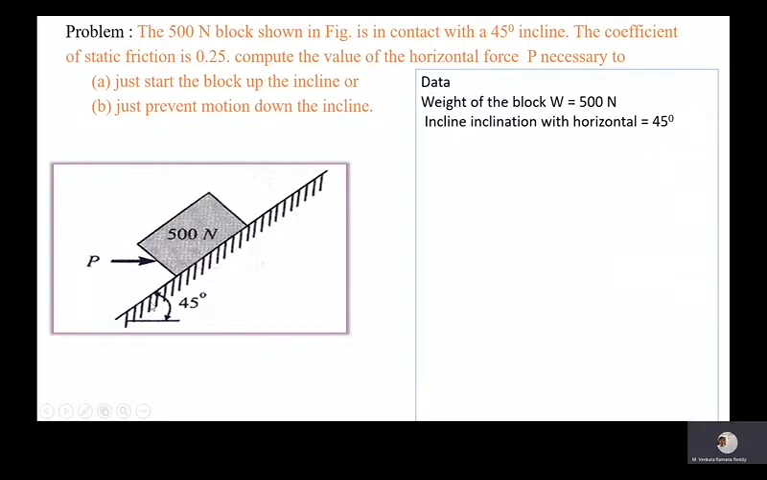Inclination with the horizontal, that is this incline, is 45 degrees. Here the applied force P is horizontal, that is, parallel to the ground. Here if you observe, this inclination with the horizontal is 45 degrees, whereas P is horizontal. That means P is going to make an angle of 45 degrees to the plane parallel to the incline.